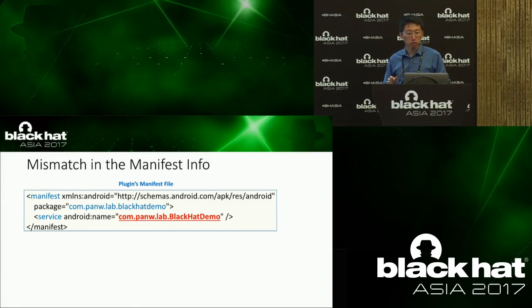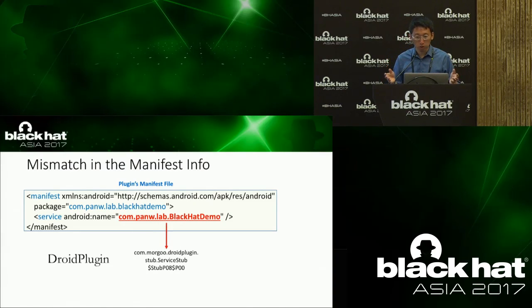The first direction is to detect a mismatch in the plugin's manifest file. For example, if we define a service called Black Hat Demo in the manifest file with no permissions declared, then if we launch this APK file as a plugin in the host app powered by DroidPlugin, when we check the service name, we will get the name of the stub activity, as we just explained, because of the replacement made by DroidPlugin instead of the original service name.